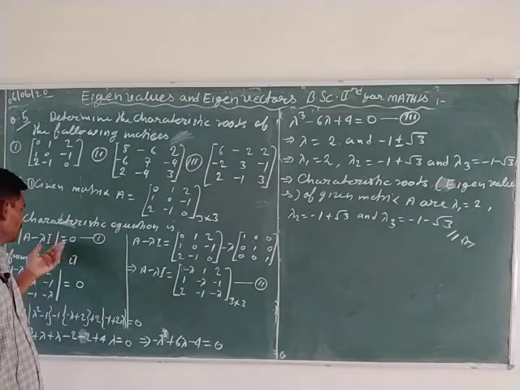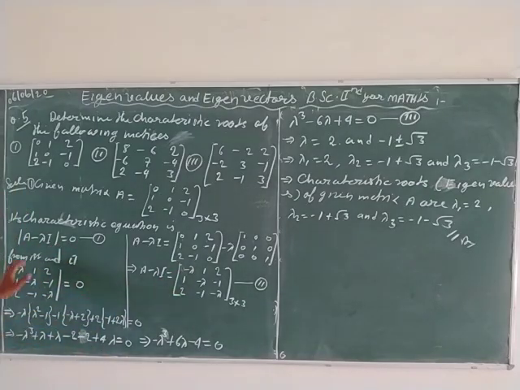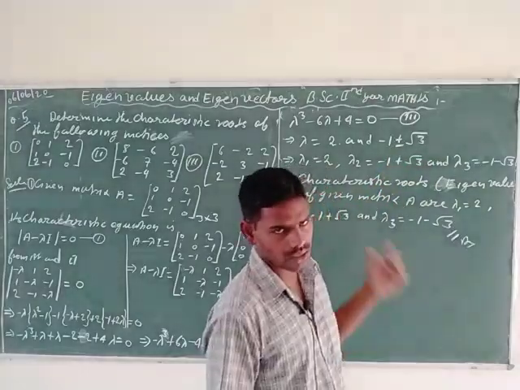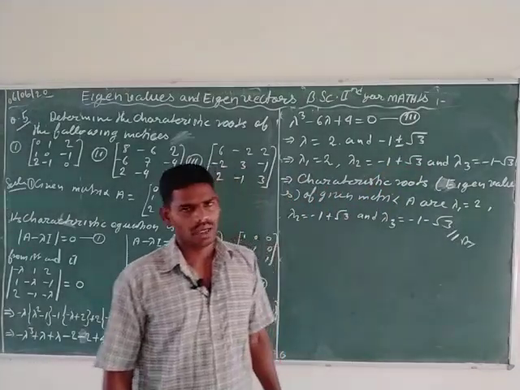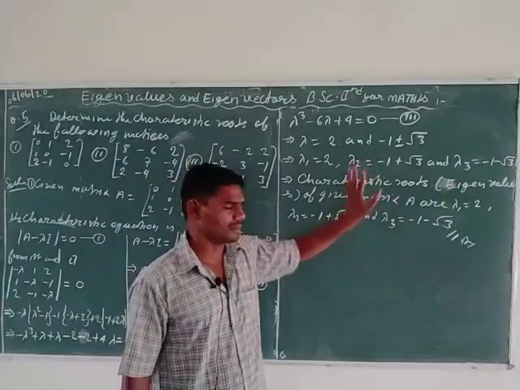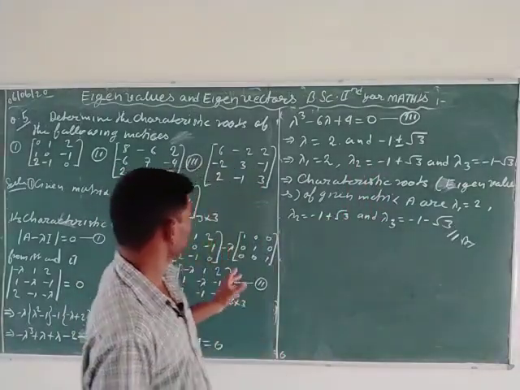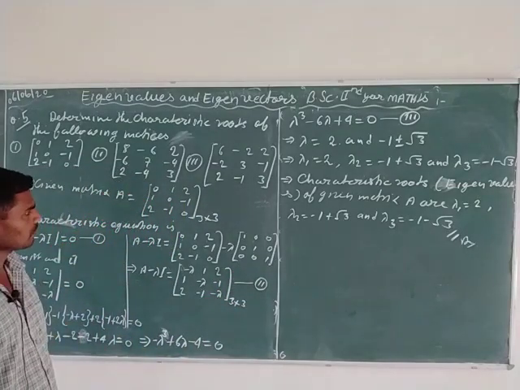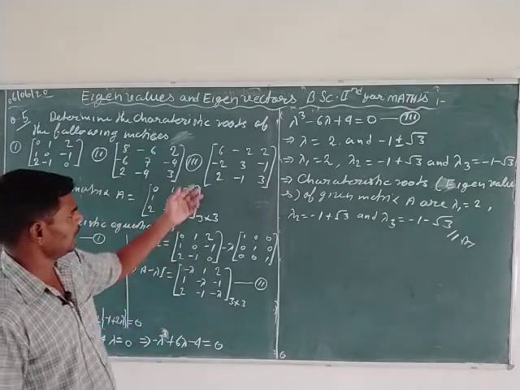After this, calculate the determinant of this matrix. This determinant of A minus lambda I is called the characteristic equation of the given matrix. So the determinant of A minus lambda I is equal to 0, and with the help of determinant methods you can find the values of lambda, which are 2 and minus 1 plus minus under root 3. These are called the characteristic roots or eigenvalues of the given matrix. So this is the complete solution of the given question. You can similarly calculate the characteristic roots and eigenvalues of the second and third matrices.